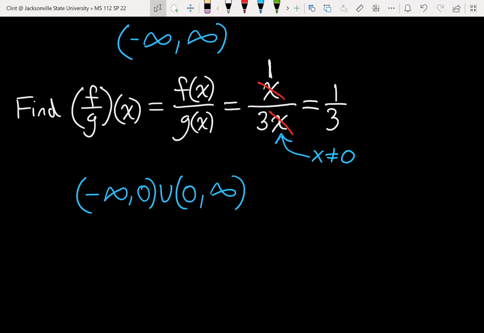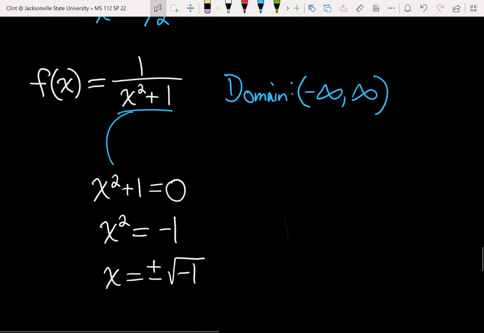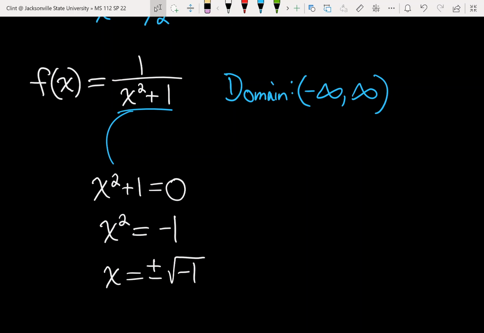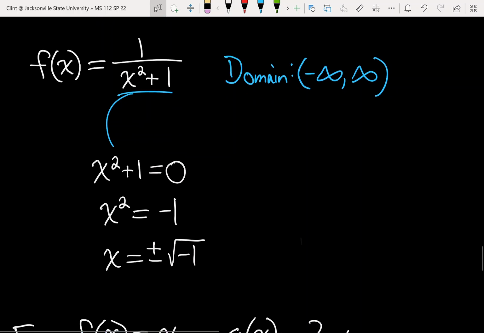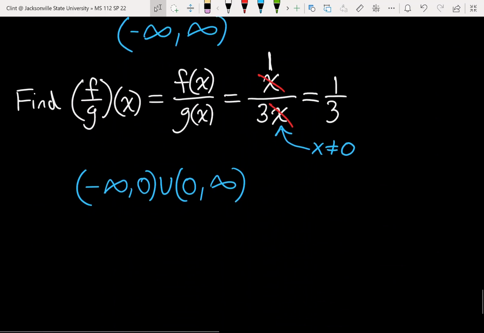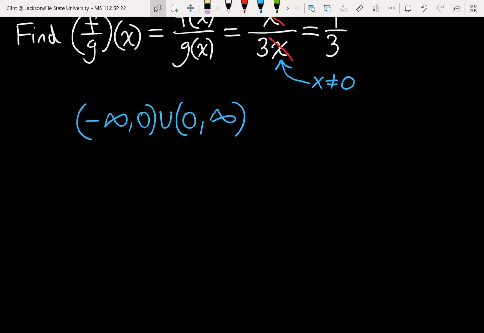Is there any case when you're dividing the domain is not set? If there's no way that the bottom function can be zero, then you don't have to worry about it. Yeah, like we saw, that one. X squared plus one, you can't make that zero with real numbers, so. Yeah. Okay. Let me find us another one here.